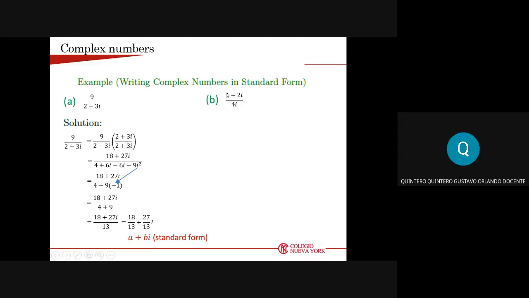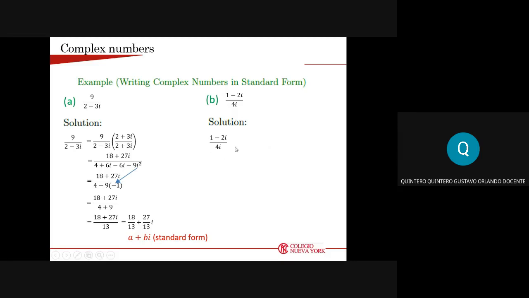Another example, how about this one? 1 minus 2i over 4i. Is this a complex number or not? Yes, it is, right? The real part will be 0. We have 0 plus 4i. Okay, so we have a complex number here. How do we divide these two? Simple. We are going to multiply up and down by the conjugate of 4i.